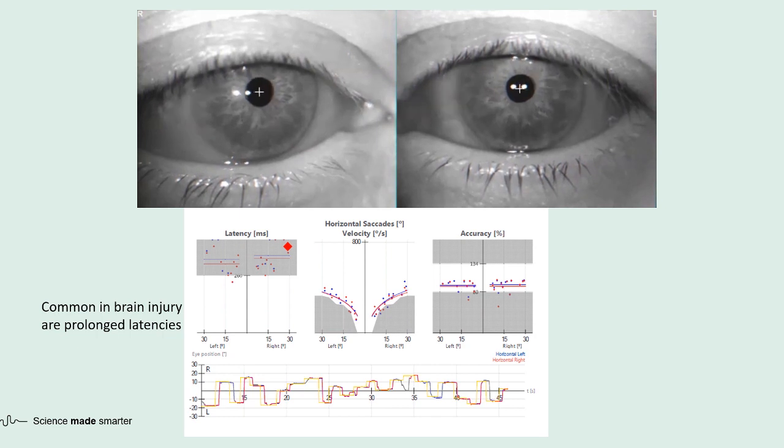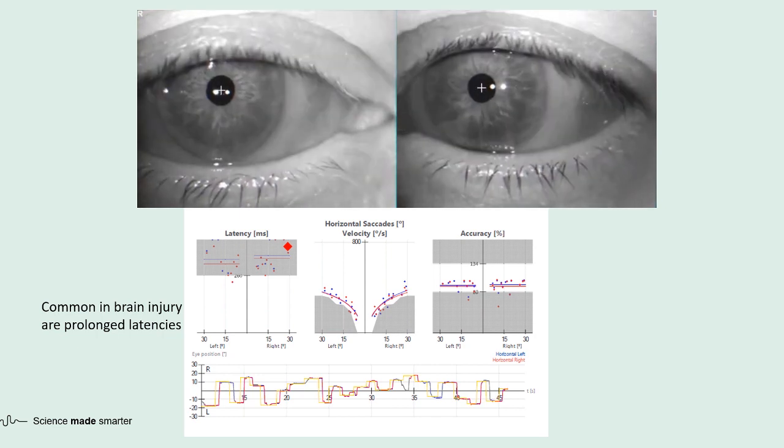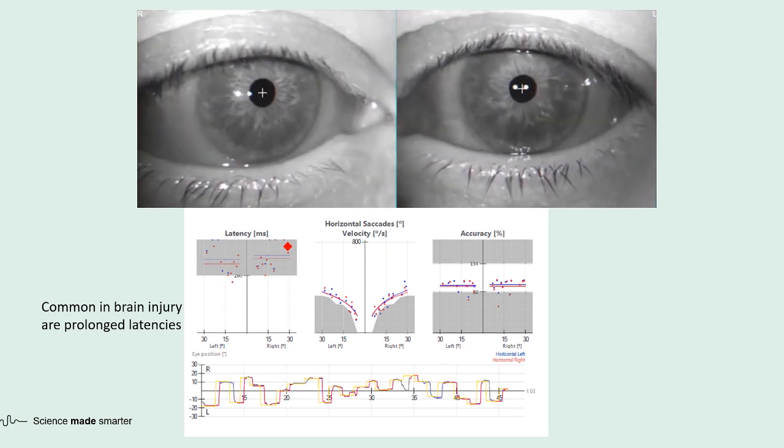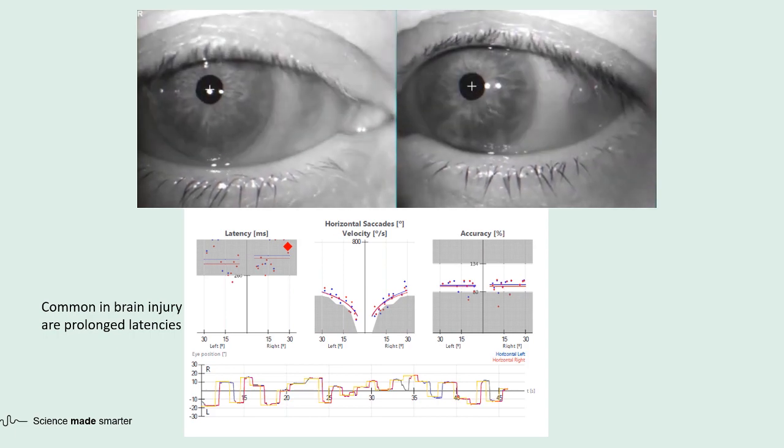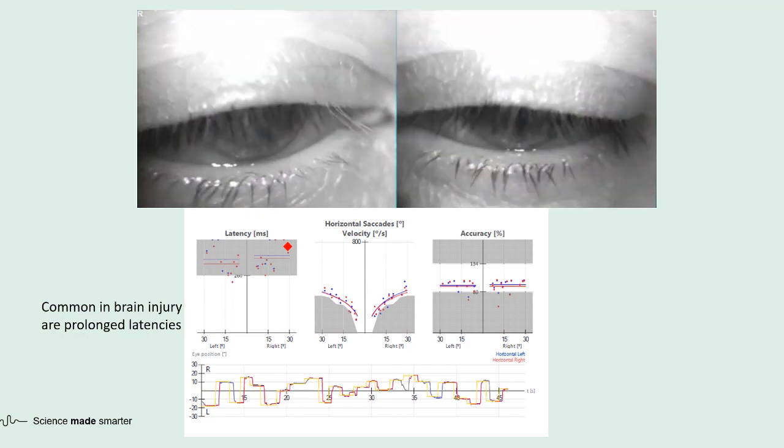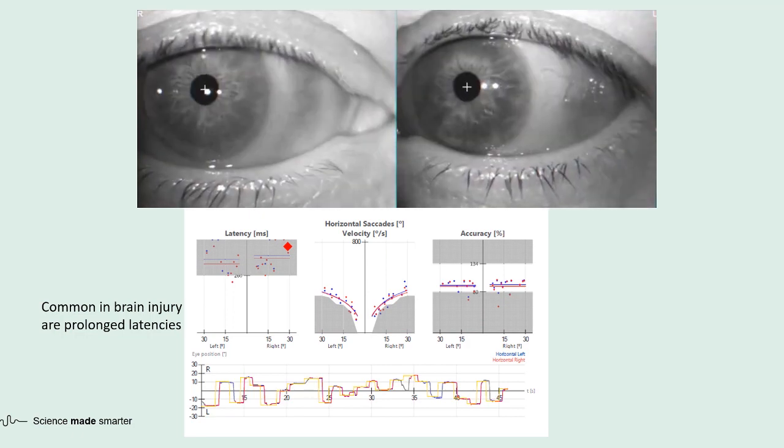So latency is considered to be one of the most sensitive indicators of traumatic brain injury and one of the most reliable indicators of traumatic brain injury incomplete recovery. So when patients have normal accuracy and normal velocity and they still have prolonged latencies, that's a brain that has yet to fully recover from an insult.